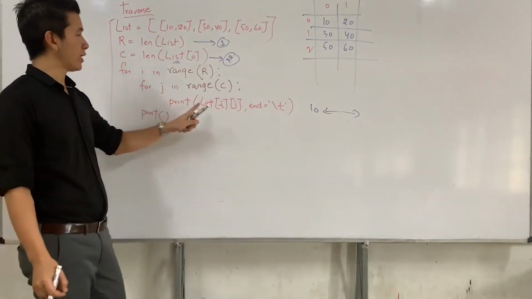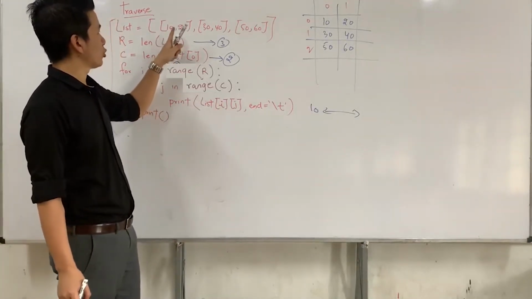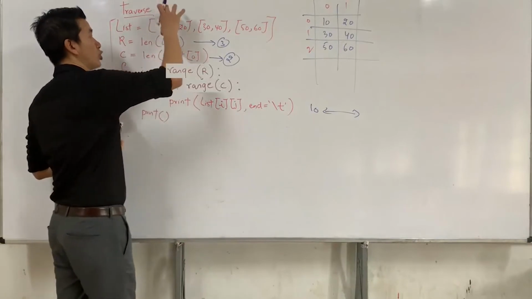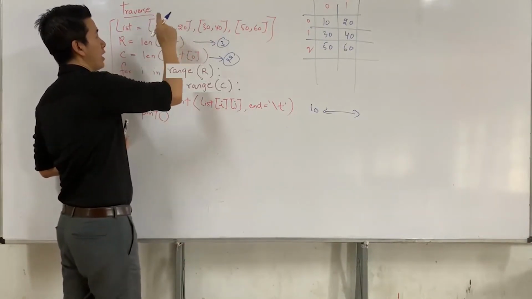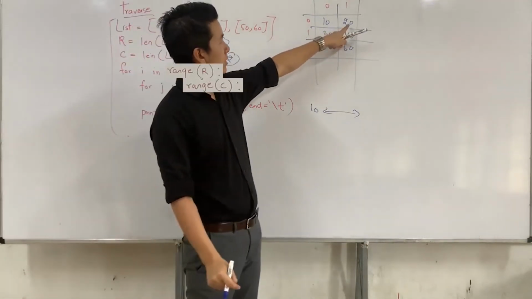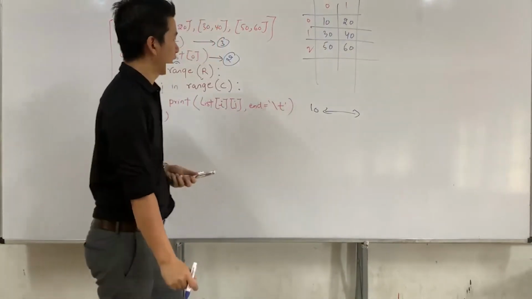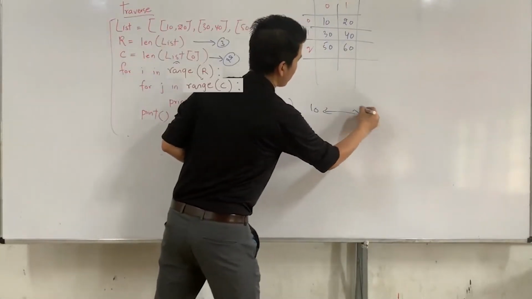So this time it will be list of 0 and 1. List of 0 and 1 means you're referring to this. Remember, list of 0, 0, 1. So you're pointing to the 20. This 20 has row of 0 and column of 1. Hence, the 20 will be printed.